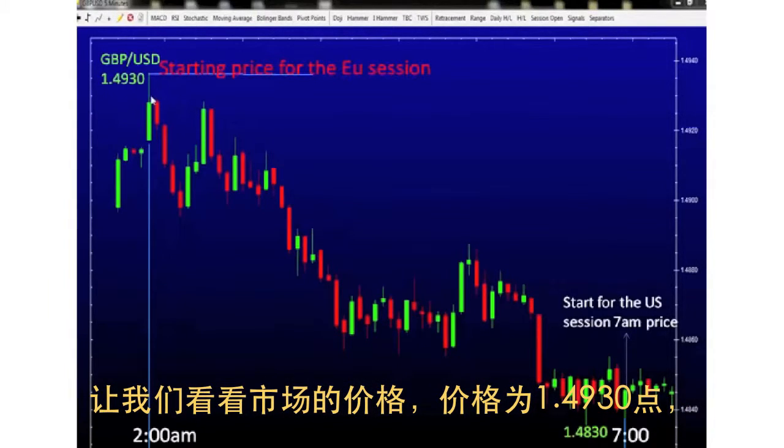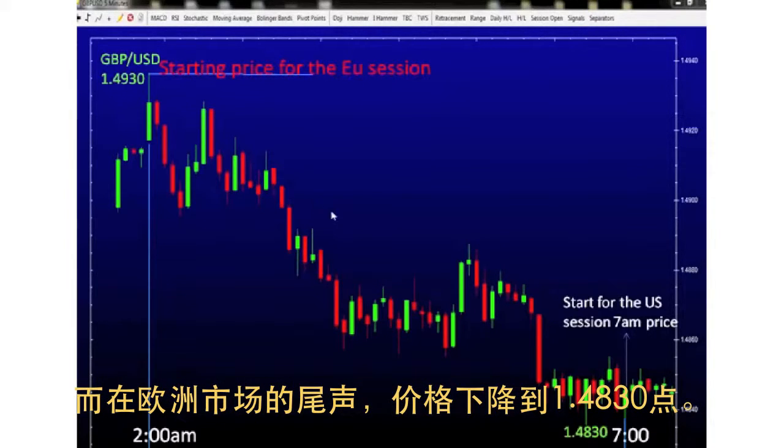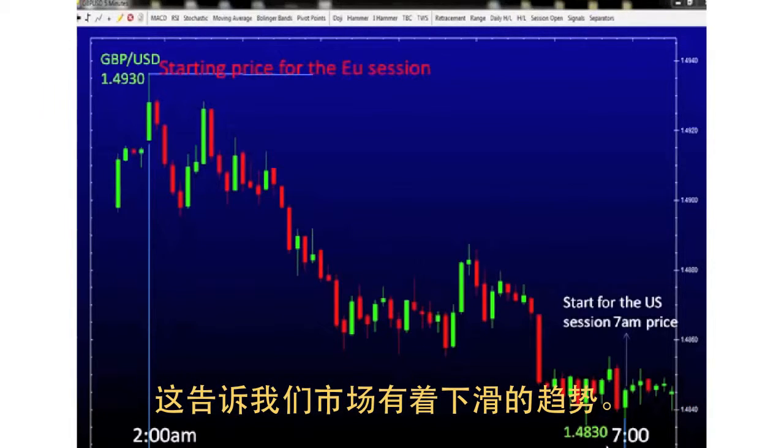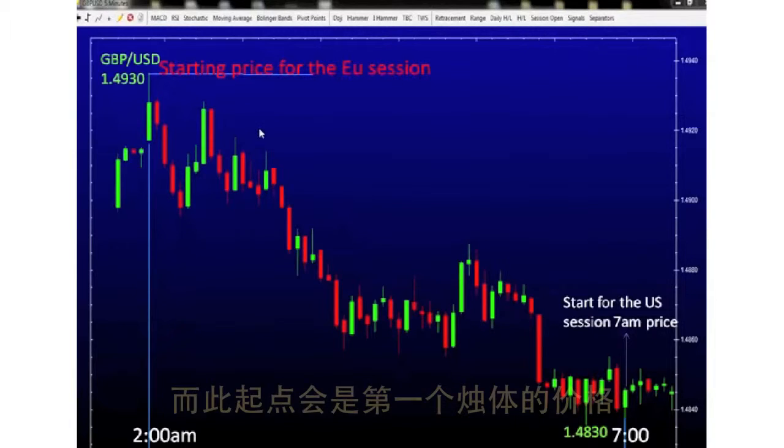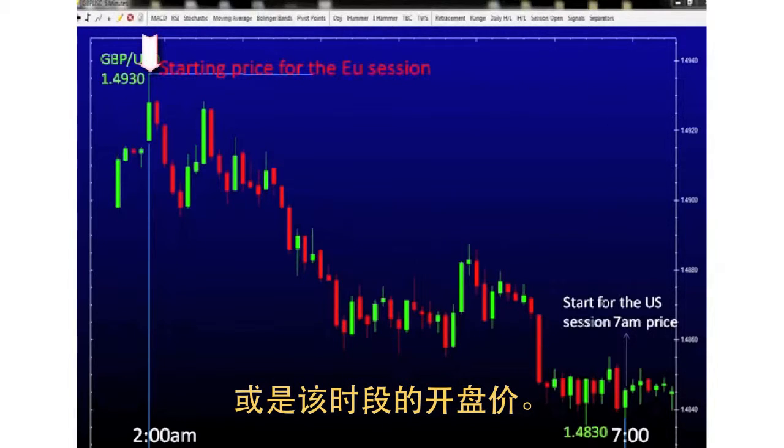Now take a look at the price. Here we can see the price was at 149.30, and towards the end of the European session, the price moved lower to 148.30, giving us an idea of the price movement or the trend being down. In this step, we must have a starting point, and that starting point will be the first candle or the open price for the session that we're trading.